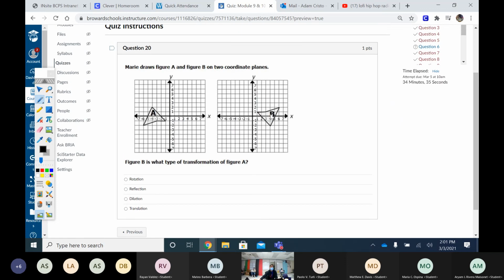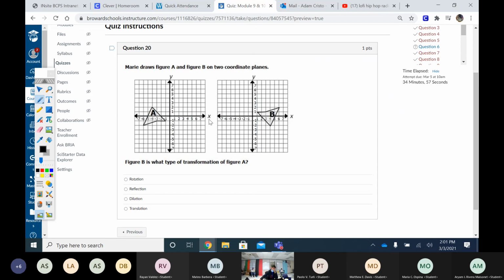Oh, I got this one wrong. It does not look exactly the same. It is not a translation. It's not a translation, that's for sure. And it's not a dilation because it did not get bigger or smaller. It's a rotation. Hold on, figure B is what type of transformation of figure A?